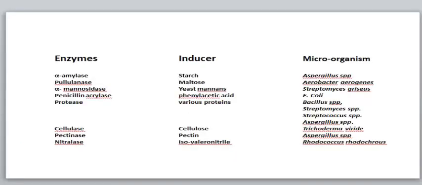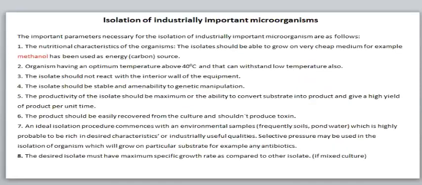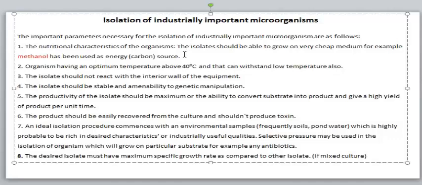There are certain enzymes and inducers, where the inducer will induce the production of those enzymes. Methanol has been used as an energy source, the cheapest energy source. So these are the parameters for industrially important microbes. The microbes should not react with the interior wall of the equipment. The isolate should be stable. The productivity of the isolate should be maximum.